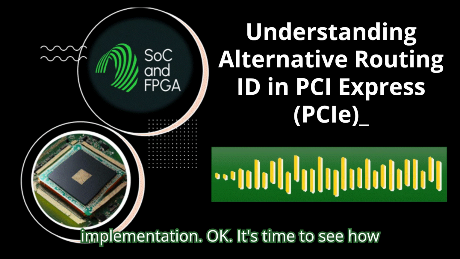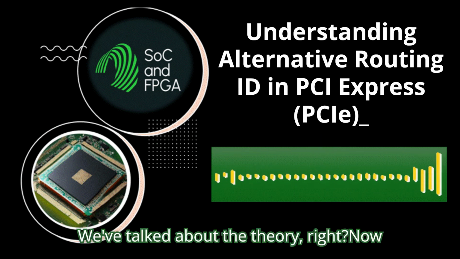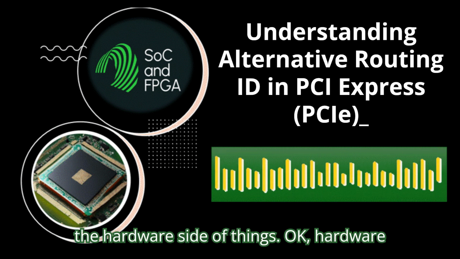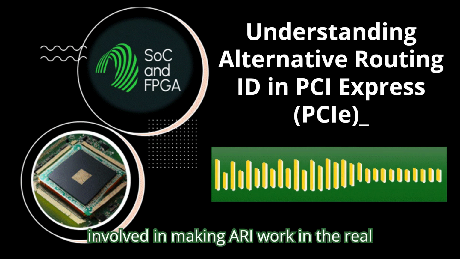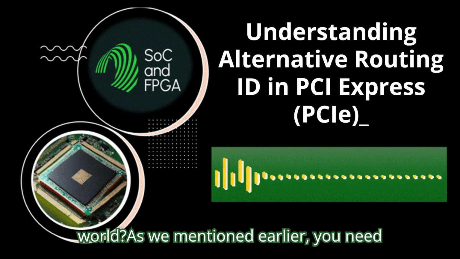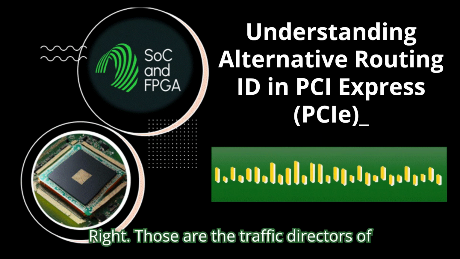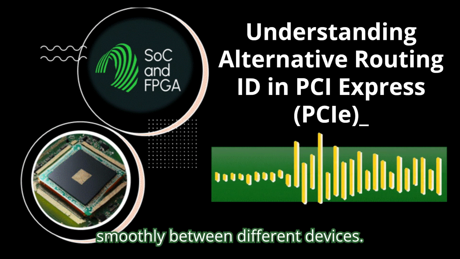It's time to see how this technology comes to life in the devices and systems we use every day. We've talked about the theory. Now let's look at the practice, starting with the hardware side of things. Hardware first. What are the key components involved in making ARI work in the real world? As we mentioned earlier, you need PCIe switches that support ARI. Those are the traffic directors of the PCIe world, making sure data flows smoothly between different devices.